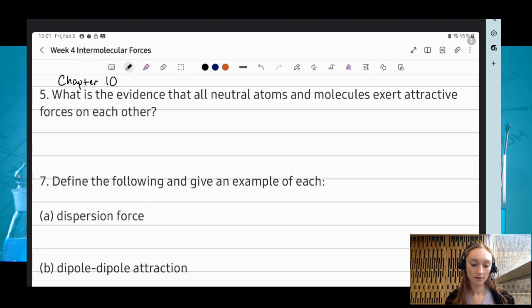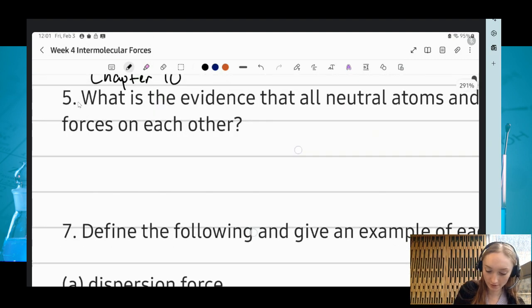Okay, so let's jump right into it. Chapter 10, like I was saying. Yes, and we are going to be working on question number 5. So this question asks, what is the evidence that all neutral atoms and molecules exert attractive forces on each other? So the reason why we know that this exerts positive attractive forces on molecules and even neutral atoms is because of van der Waals forces, first of all.